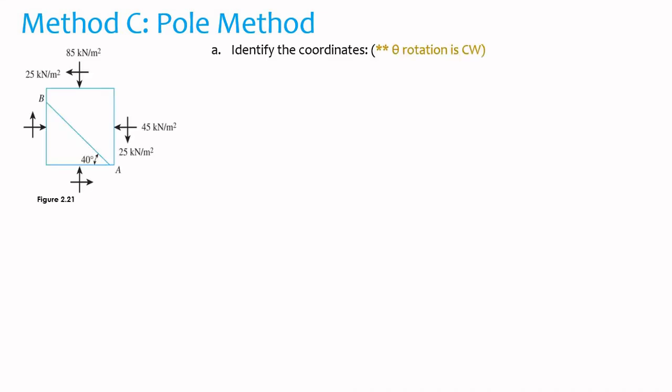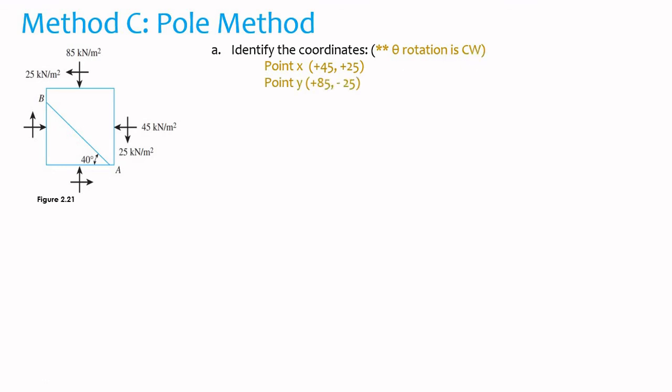Next is, let's now apply the pole method on the same problem. So again, the pole method has the same procedure as the Mohr's circle except on the latter part. So we identify the coordinates, but first we check the angle of the rotation because this is our basis for the sign of the shear. So this is our point X, this is our point Y. Point X is positive 45 because compression, and positive 25 for the shear because the direction is clockwise, and the angle of rotation is clockwise also.